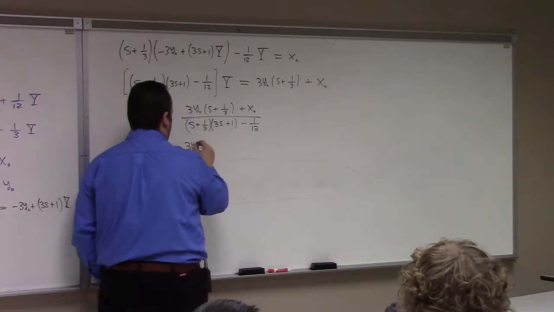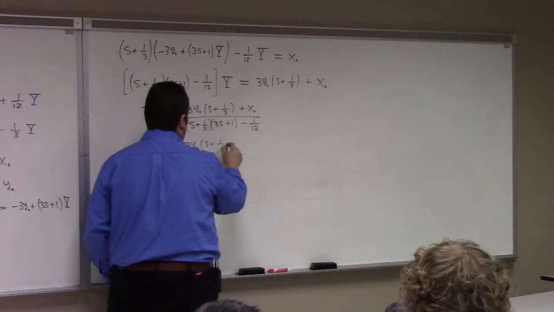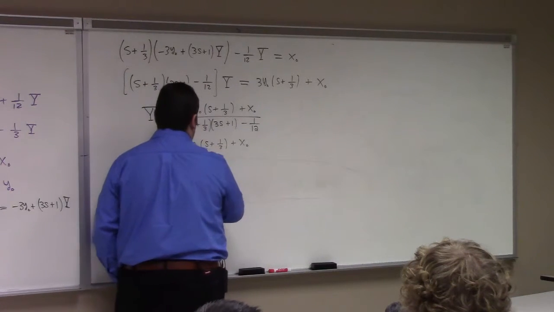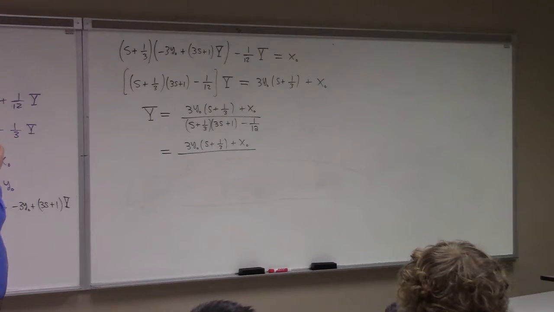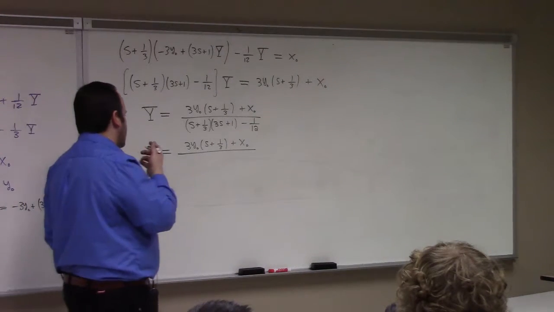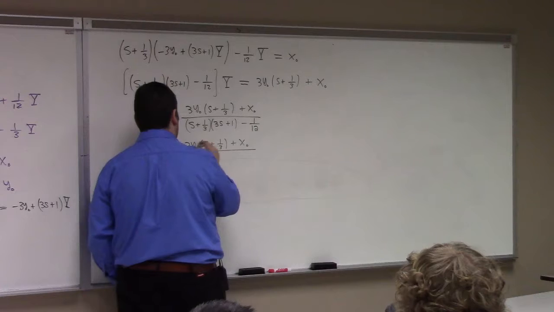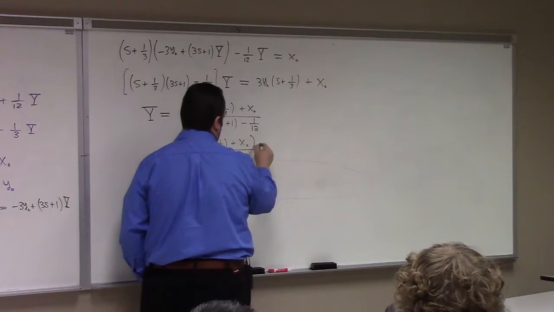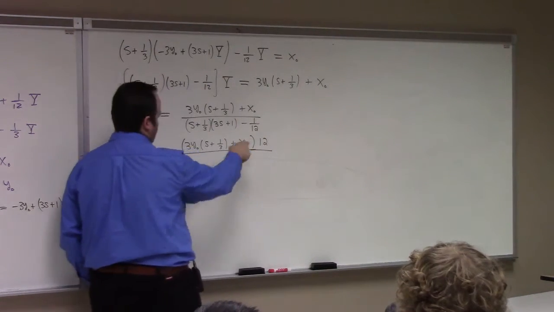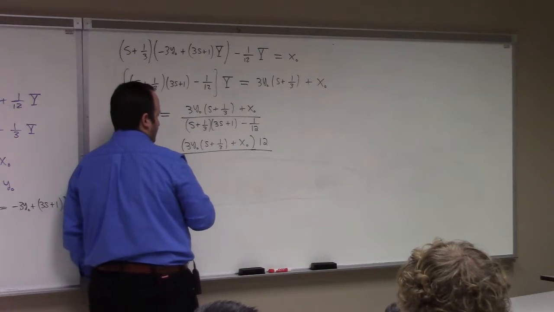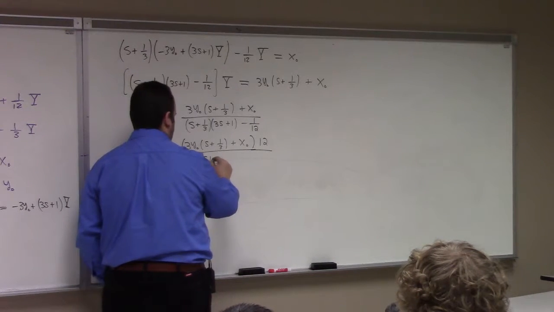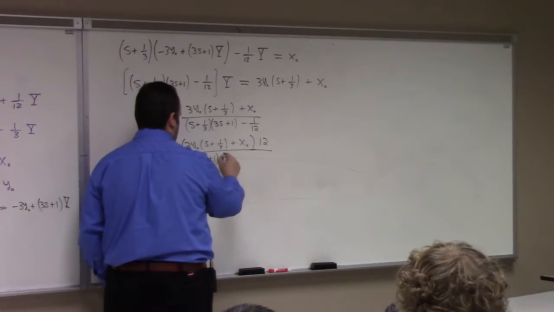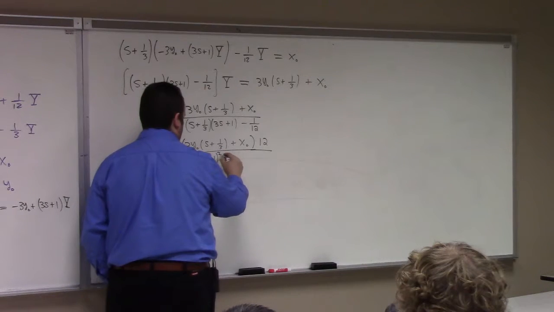Let's see here. So we got 3y naught times s plus 1/3 plus x. I did nothing to the numerator just yet. If I multiply the denominator by 12, maybe that's helpful. Right, so multiply by 12 over 12 was to give us, we get like 4 times 3s plus 1 squared minus 1.